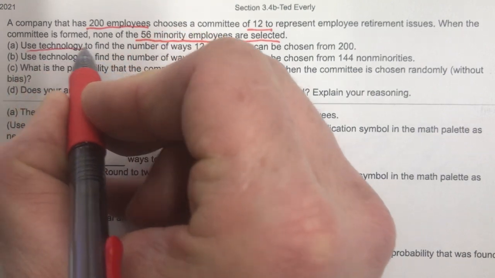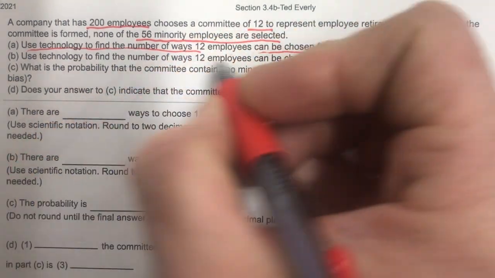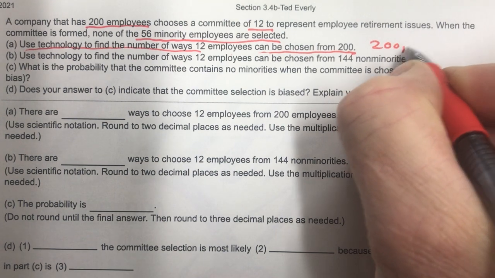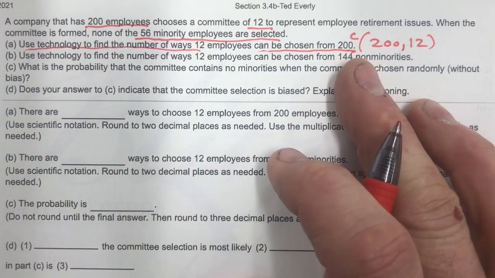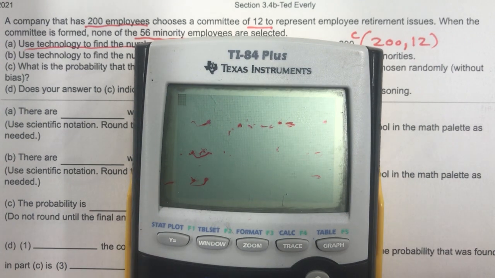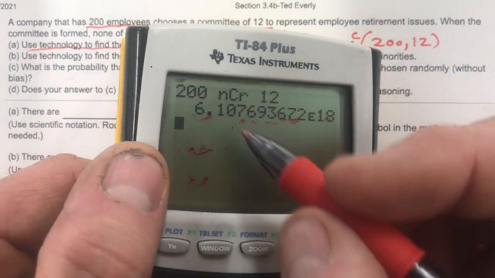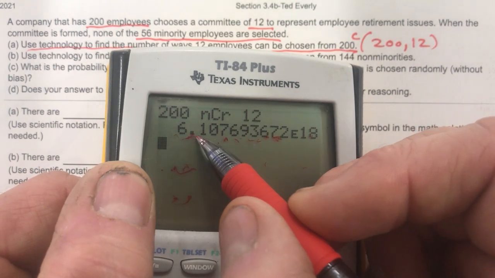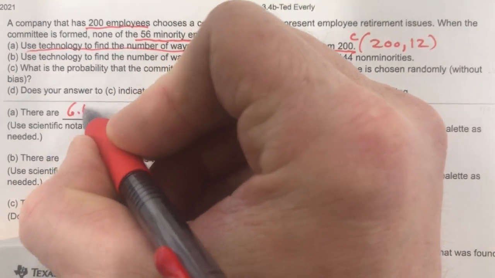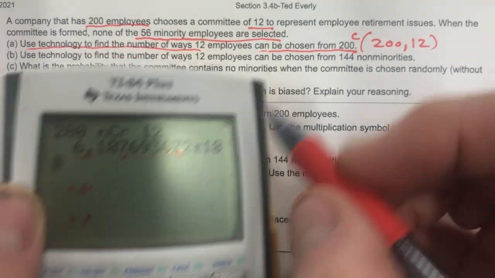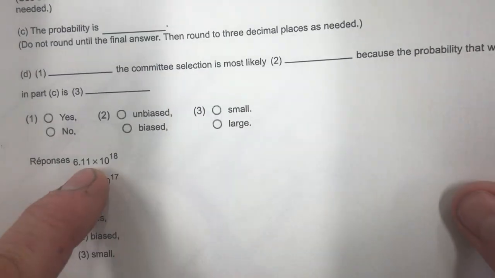First it's telling us to use technology to find the number of ways 12 employees can be chosen from 200. Well, that's from the last section we did. There's 200 employees. How many ways can we get 12? So this is a C, since the order doesn't matter here. I get my calculator here: 200C12. This comes up to right here. Now it wants us to put it in scientific notation. So we're going to do 6.1, and the 7 makes the 0 go up to a 1, so it's 6.11 times 10 to the 18. And if you look right here, that's what they got.